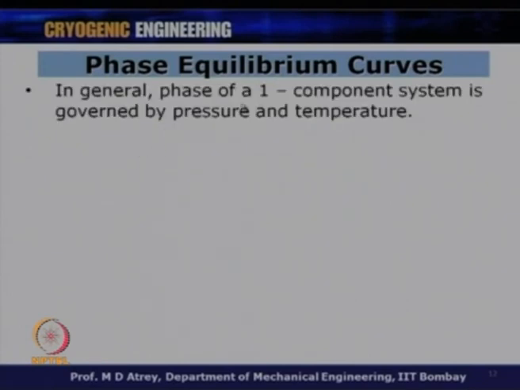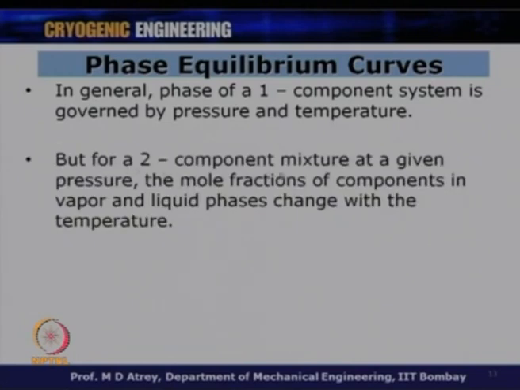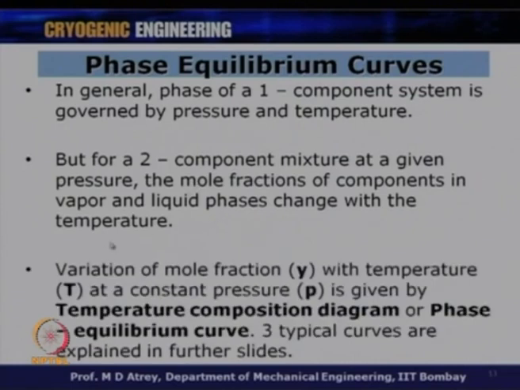In general, the phase of a one-component system is governed by pressure and temperature, but for a two-component mixture at a given pressure, the mole fractions of the components in vapor and liquid phases change with the temperature, and that is why we need the mole fraction, the third property. Therefore, we need to know this mole fraction. So, the variation of this mole fraction Y with temperature T is what is given by a temperature composition diagram or a phase equilibrium curve. Now, this is what we basically are going to study.